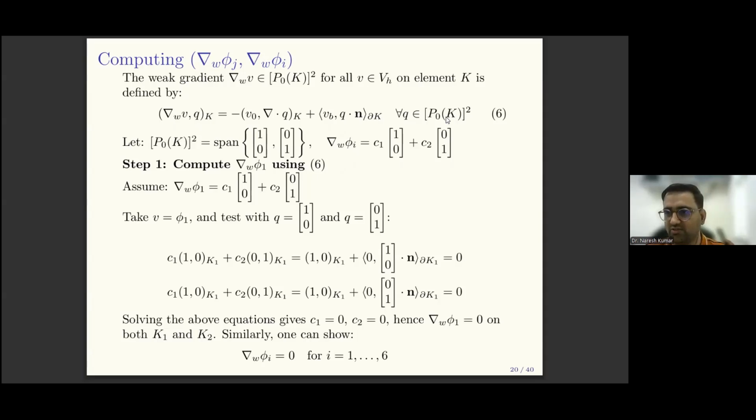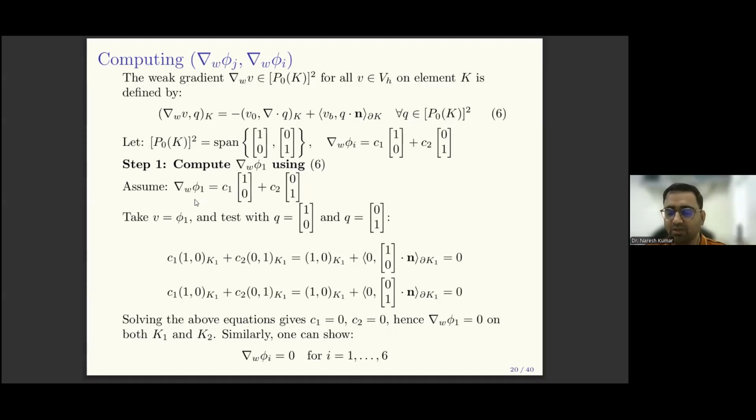And here q is a function from the vector valued space P naught cross P naught. Now P naught cross P naught can be spanned by the canonical basis, that is (1, 0) and (0, 1). So the weak gradient belongs to P naught cross P naught, and since that is spanned by these, we can write it as c1 (1, 0) plus c2 (0, 1). Then we can write a linear combination from the basis functions. So this is simple linear algebra.